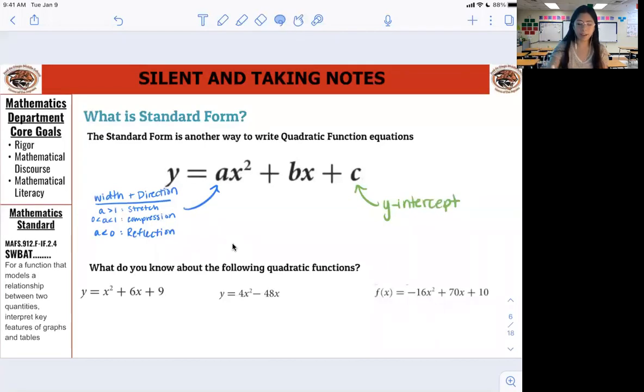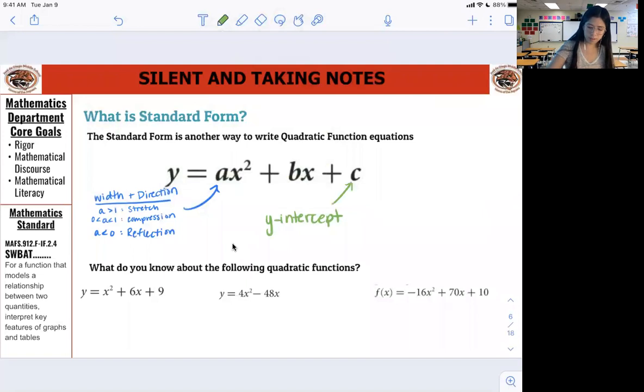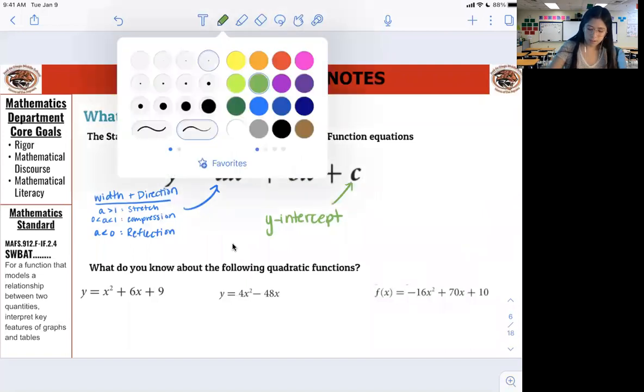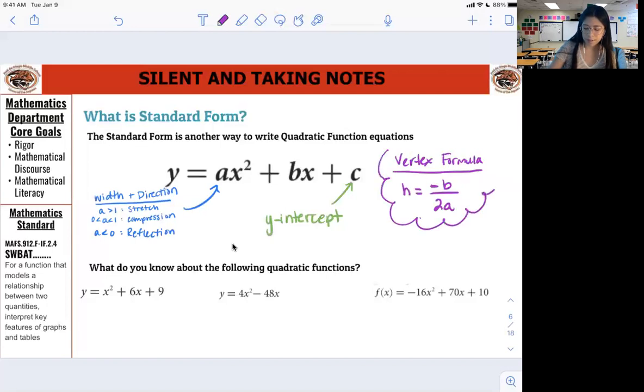But is there something I can use? Is there a nice little formula that maybe I can use to figure something else out? Yes. What's that formula called? H equals negative blank divided by 2A. Okay, so that is my vertex formula. H equals negative B over 2A. And we can use that formula to figure out where the vertex is located. All right, any questions on the vertex formula or why we use it?